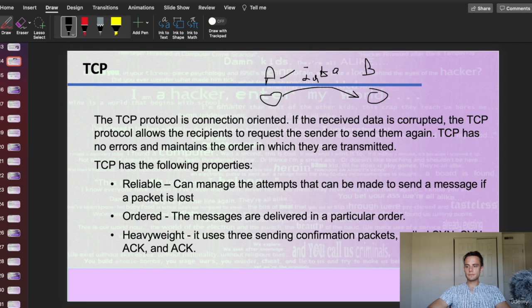machine B is actually first informed that the data is going to arrive to it, and it actually confirms back to machine A that it is okay for receiving this data. Okay, and after machine B is okay, then from A we actually send the actual data to machine B.